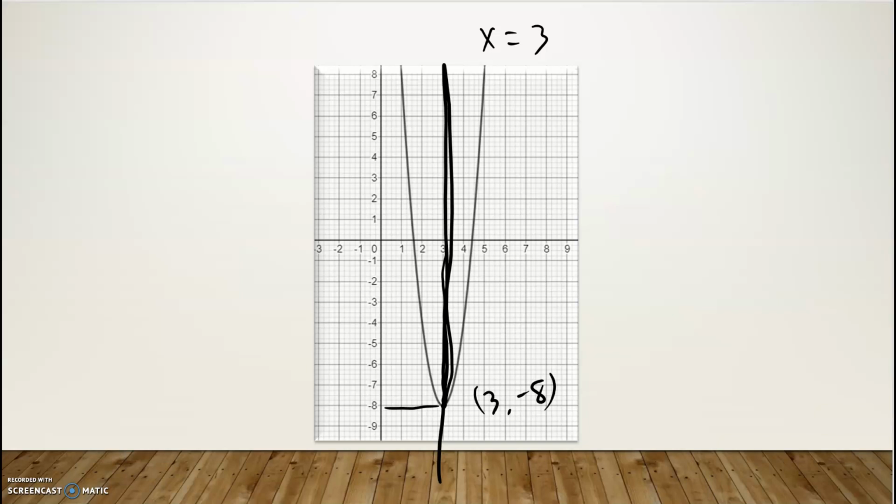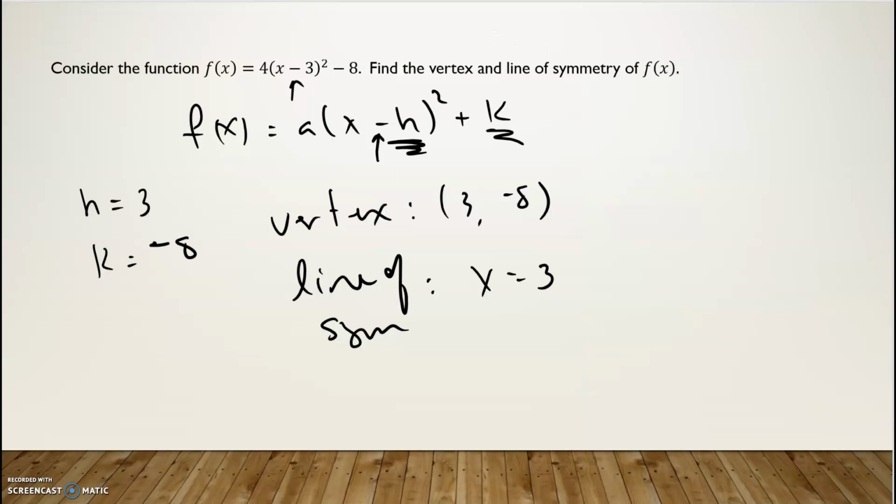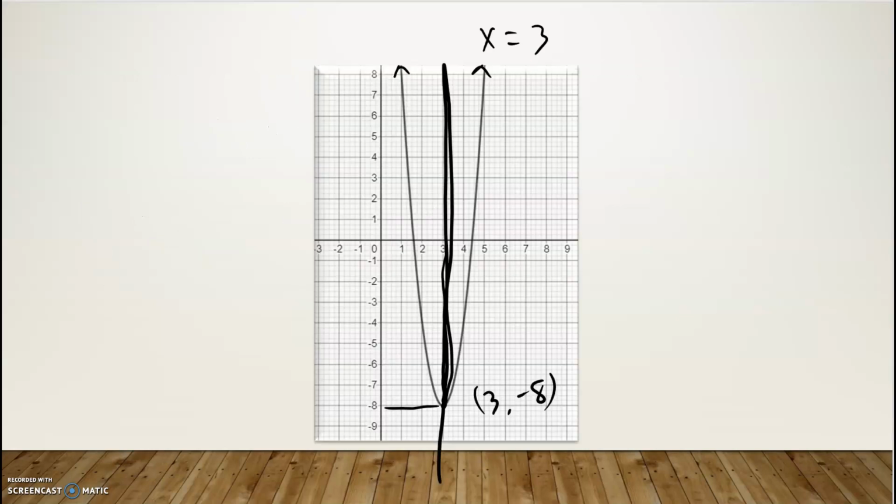Now notice that this parabola opens upward, and how you can tell it's going to open upward in this type of form is you look at this value right here. If it's positive, it will go upwards. If it's negative, it will go downward. So since it's positive 4, we have a parabola going upwards, which means our vertex is going to be a minimum.